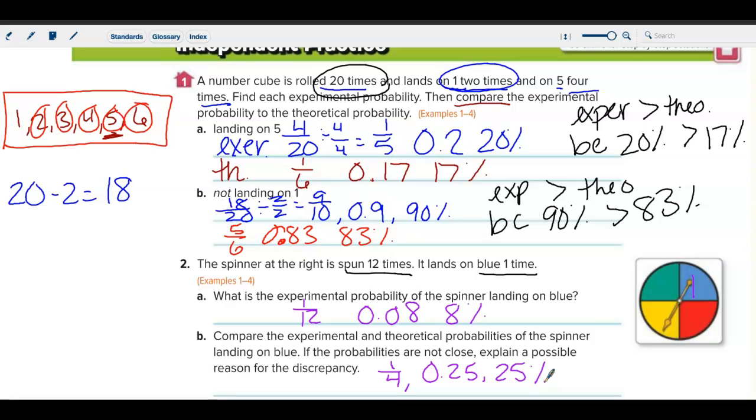Okay, when we compare them, we would say that our experimental is less than our theoretical, and that's because 8% is less than 25%. And a reason why is because we only spun the spinner 12 times, and the more times that we do it, the closer and closer we will get to theoretical probability.